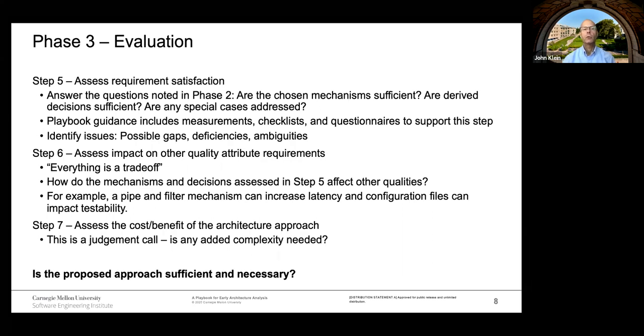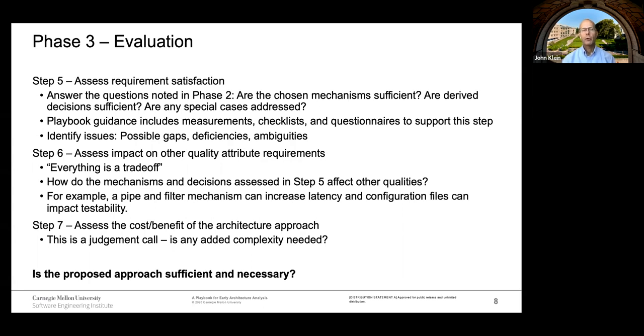And so the derived decision to use a configuration file may impact our testability because now we have test cases for different configurations. And so the analyst needs to ensure that nothing got broken with the approach that was used to satisfy the requirement that we're looking at.